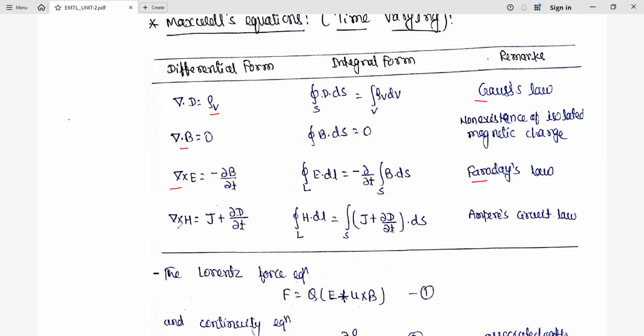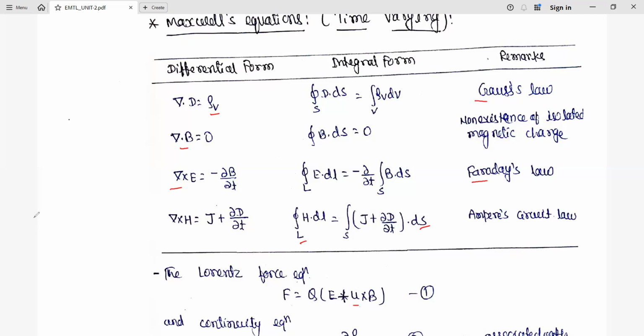And just now we have seen del cross H equal to J plus ∂D/∂t. So finally, in the integral form, the integral of H·dl over the closed path equal to the surface integral of (J plus ∂D/∂t). So this is coming from Ampere's circuit law. And we have the Lorentz force equation, that is F equal to Q(E plus u cross B), where u is the velocity.